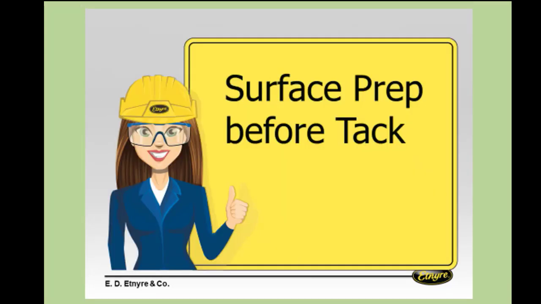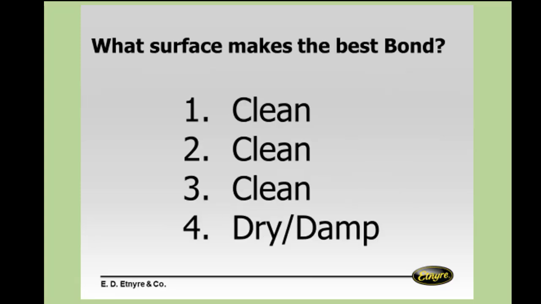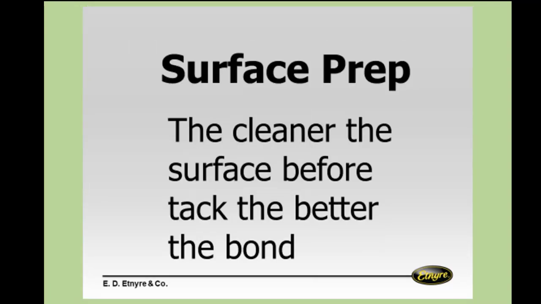Surface prep before you tack. One of the biggest things that we find: sweep, pick up broom, water or mist, clean, clean, clean, dry and damp. Everybody says you need it dry. To a degree, that's true, but it can be a damp surface. If you're on a milled surface, a slightly damp surface will actually absorb the tack more into the base product than it will on a dry surface, because the dry also leaves the material clean. The cleaner the surface before the tack, the better the bond.